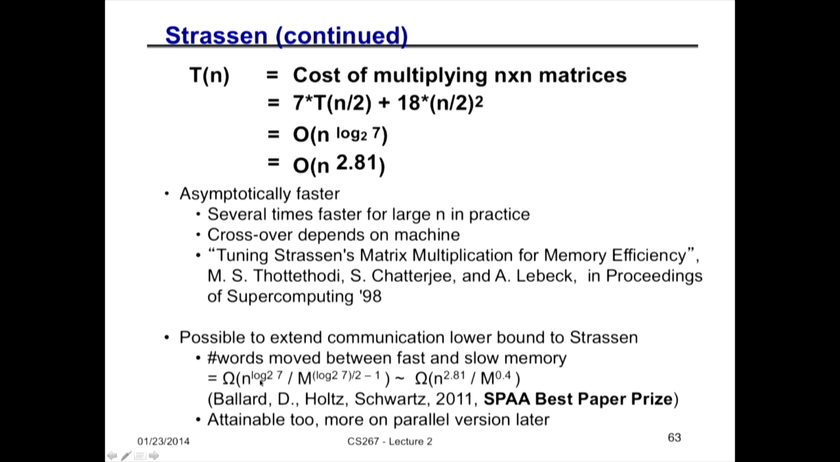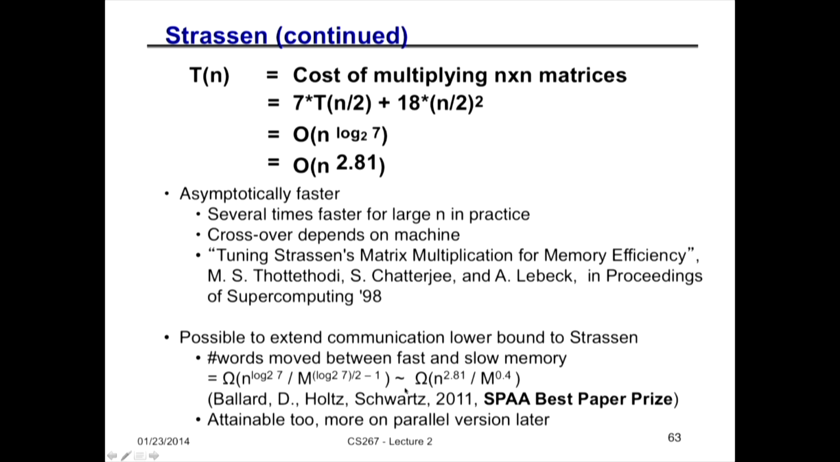It's proportional to the number of floating point operations, so n to the log base 2 of 7, used to be n cubed. And in the denominator, it's not m to the 1/2 anymore, it's m to something smaller, m to the 0.4, it turns out to be. It's that particular formula. And I'm pleased to say we were the first ones to prove this, and it won a Best Paper Prize a few years ago. And that recursive algorithm actually attains it.